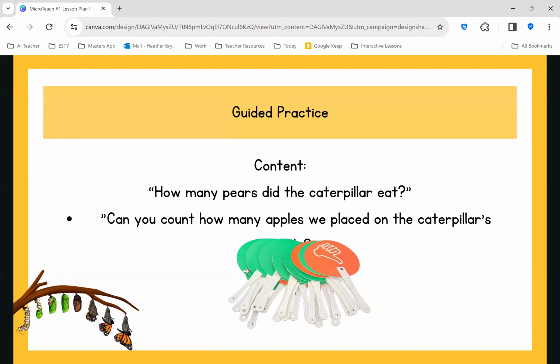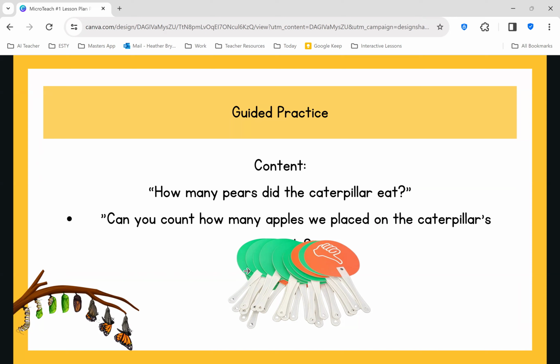We're reviewing counting with students, asking questions. Why? To stimulate critical thinking. So we might ask ourselves, how many pears did the caterpillar eat? Can you count the apples? So again, during guided practice, we continue the we do, but we focus more on reinforcing the learning with structured support. So we review the counting activity with the students.